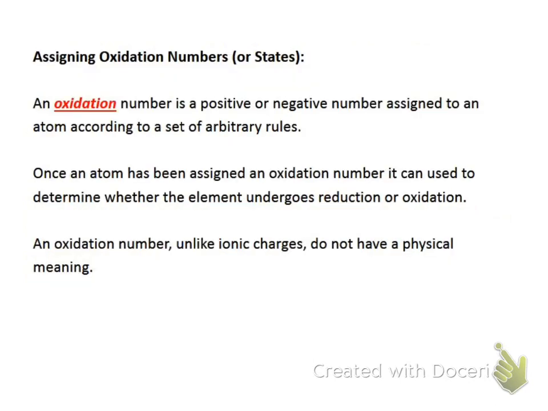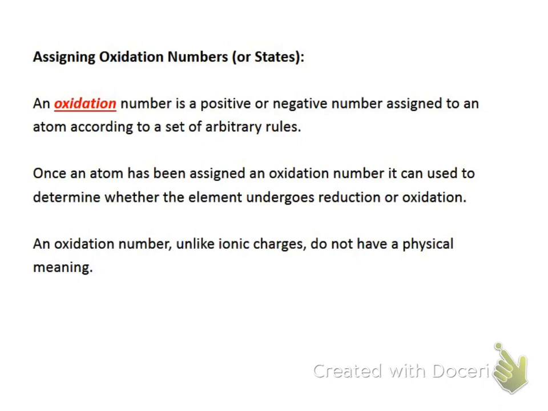So in order to determine what is being oxidized and what is being reduced, we have to assign things called oxidation numbers or oxidation states. Mostly I say oxidation state because that's the way I learned it, but oxidation number is actually correct. They're used kind of interchangeably. Once you know the oxidation number, you can see what it is on both sides of the equation and see if it changed, if it's either gaining or losing electrons.